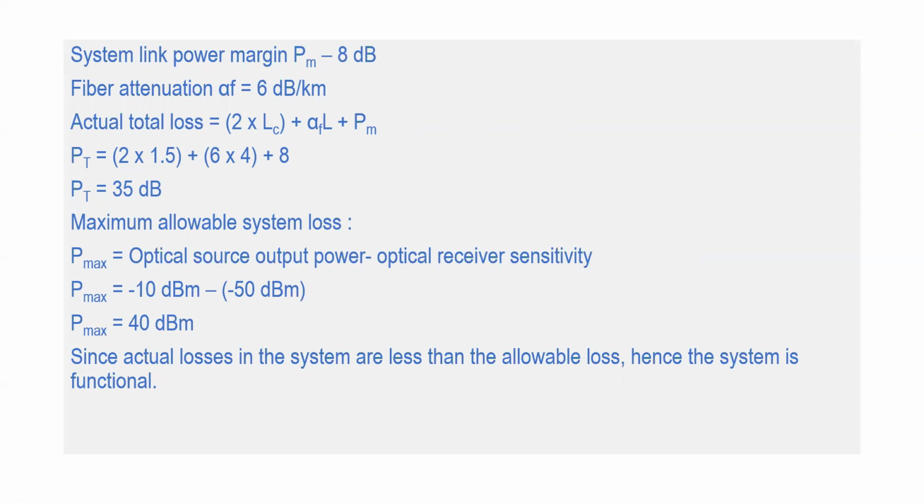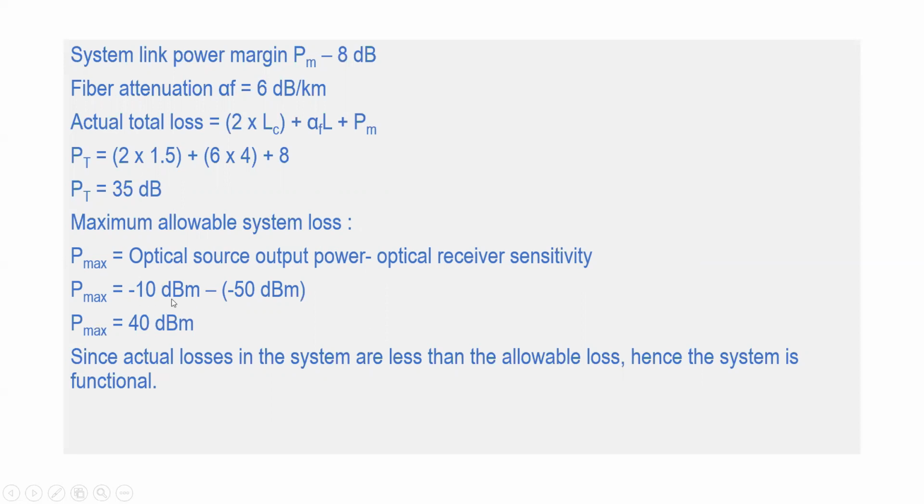But we need to check whether the system is supporting this much loss. If the loss the system supports is very small, then we will be losing some signal. So what is the maximum allowable system loss? How much loss can a system allow? It is estimated using P max is equal to optical source output power minus optical receiver sensitivity. That is, the power which is coming out minus the sensitivity of the receiver.